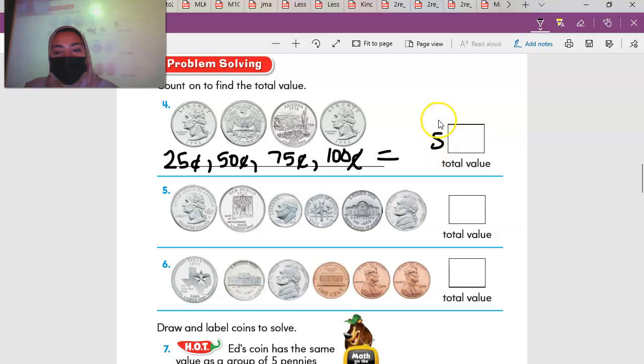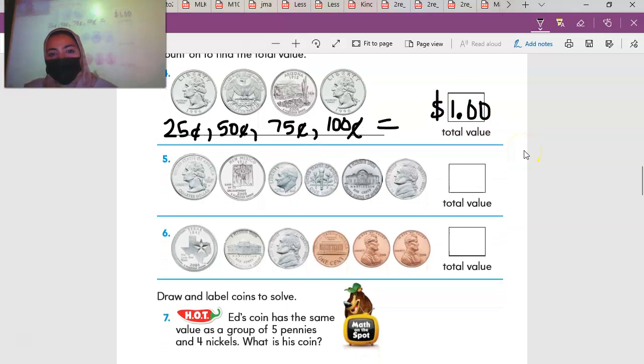How do I write $1? You write a dollar sign, a 1, a decimal, and then a 0 and a 0. That dot is called a decimal. It separates the dollars from the cents.